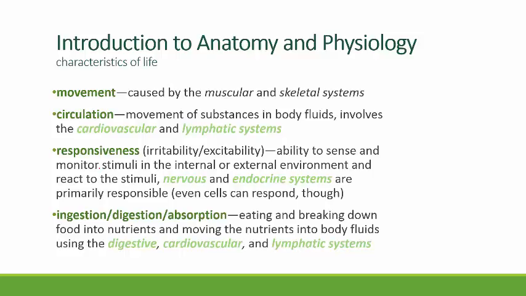So responsiveness, ingestion, digestion, and absorption of nutrients. These are all characteristics associated with living organisms. And these are all responsibilities associated with the digestive system for ingestion and breaking down the food. And then also the digestive system does absorption, and then we rely on the cardiovascular and lymphatic systems to distribute those materials. So we absorb them into the blood or into the lymph, depending on what they are, and then we can distribute those materials throughout the body.